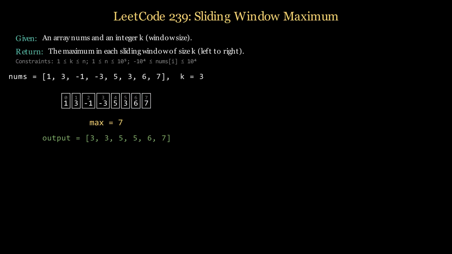Output, 3, 3, 5, 5, 6, 7. The maximum in each window of size 3 is 3, 3, 5, 5, 6, 7.